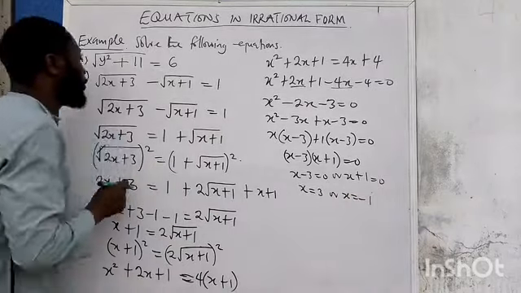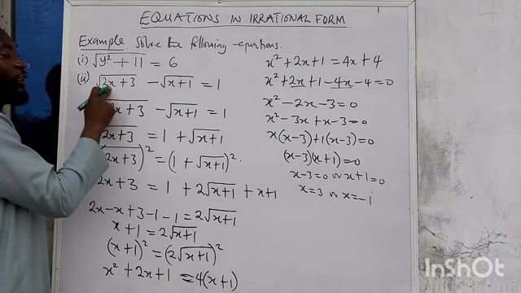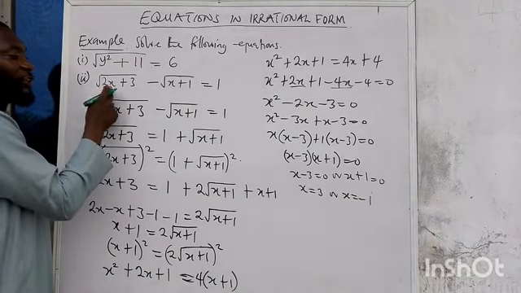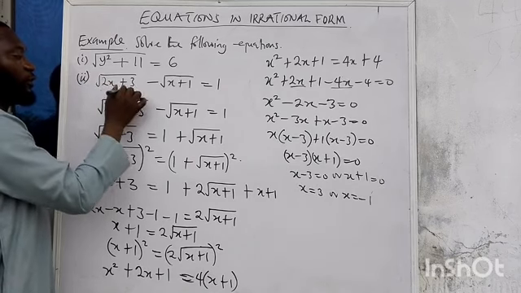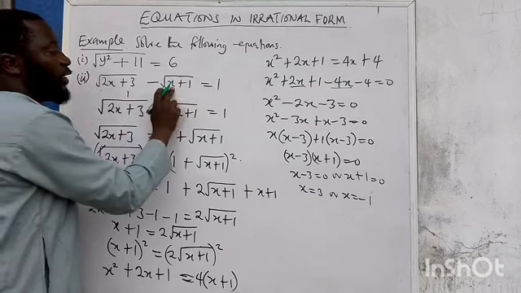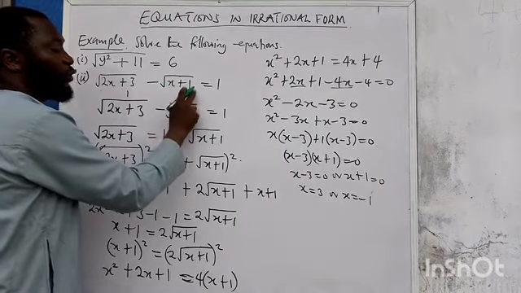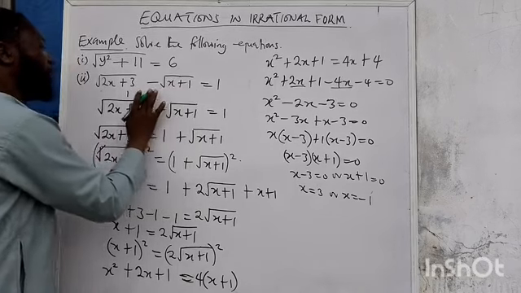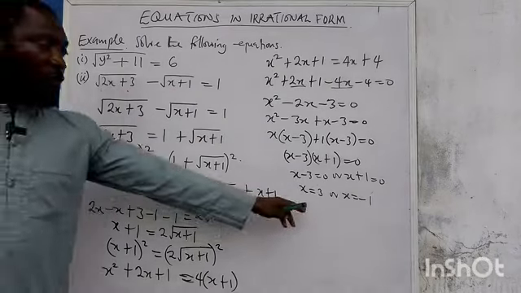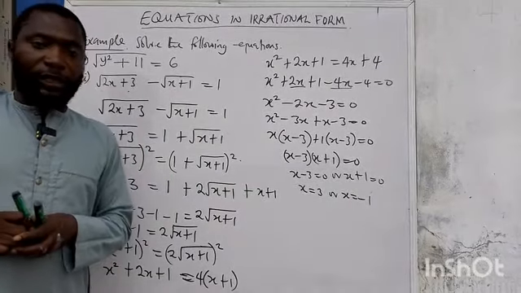Negative 1. Put negative 1 here. You have 2 times negative 1, that's negative 2. So negative 2 plus 3 is 1. Put negative 1 here, that will be minus 1 plus 1, which is 0. Square root of 0 is 0. So 1 minus 0 is 1. Meaning the two results, the values of x, are intact.